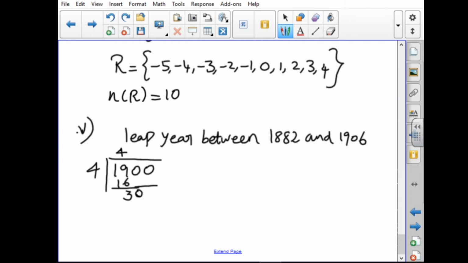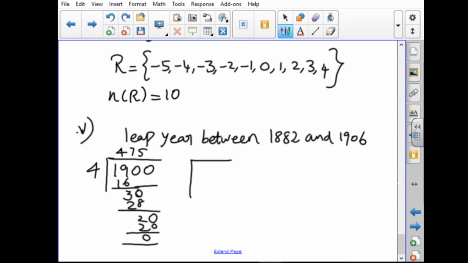Okay, 7 4s are 28, balance 2, then 20, 5 4s are 20. Okay, this is only for centuries. Then the condition only for centuries: you have to check for 100 also. You have to check whether it is divisible by 100 or not.